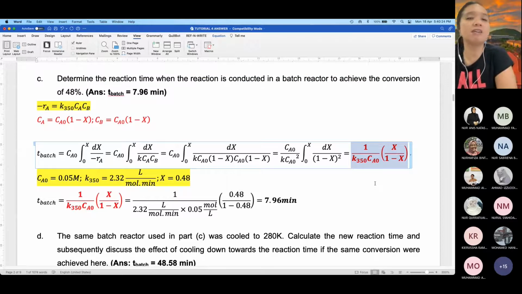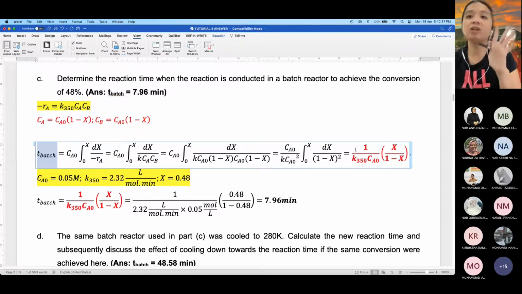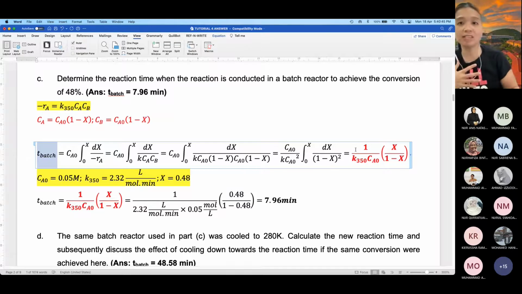So the equation is given as reaction time equals 1 over K Ca0 in bracket X over 1 minus X. Only one equation will fulfill all three requirements. So from this equation, you just solve it, very easy, right?